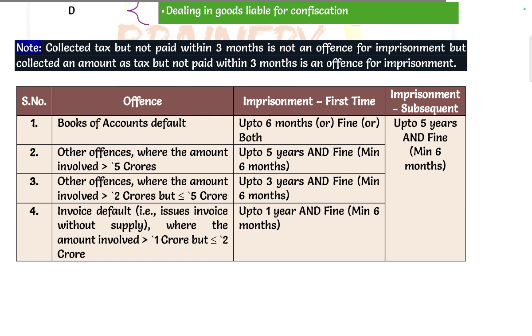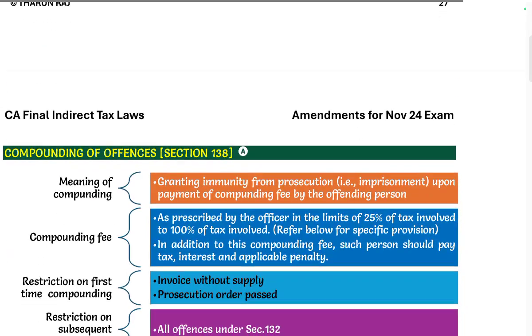First-time other offences where the amount is greater than 2 crores and less than 5 crores: first time 3 years and fine. Next, subsequent: 5 years plus fine and imprisonment. Invoice default, that is, issuing invoice without supply, where the amount is less than 2 crores: up to 1 year and fine, and then 5 years for the subsequent time.